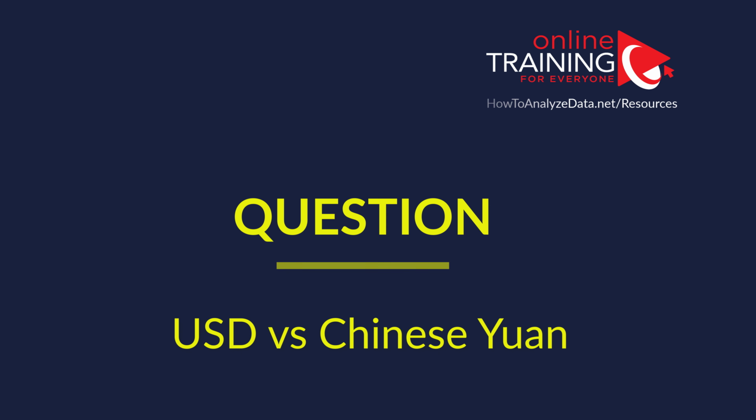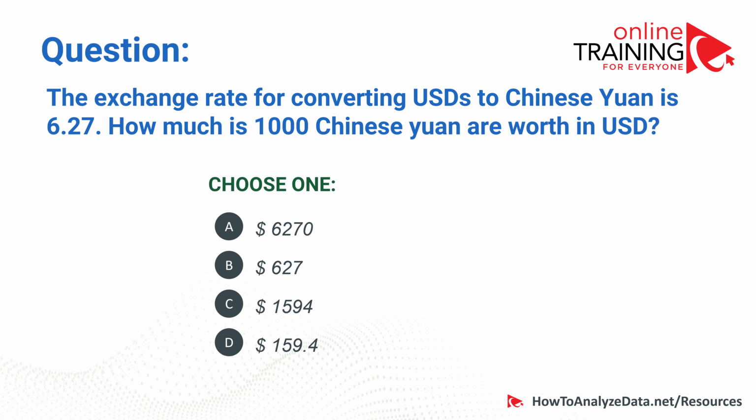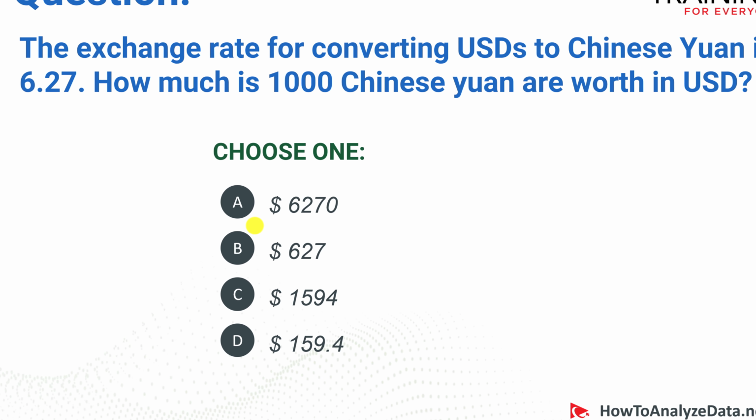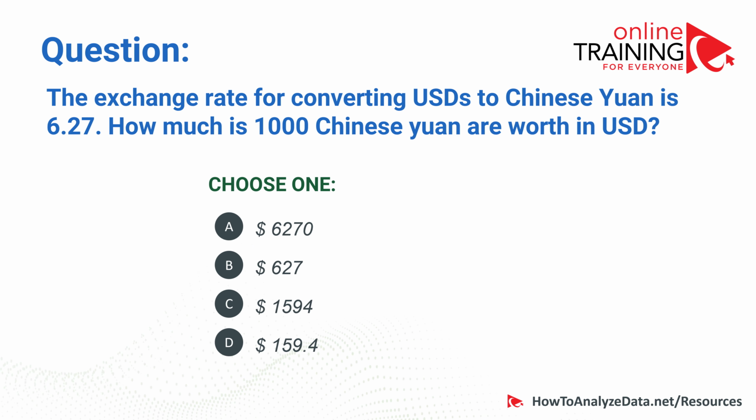And now let's look at a question which is very frequently used as part of aptitude tests, math reasoning, abstract reasoning, and logical reasoning tests. The exchange rate for converting US dollars to Chinese yuan is 6.27. How much are 1,000 Chinese yuan worth in US dollars? And you have four choices: 6,270, 627, 1,594, or $159.40. Which one do you think is the correct choice here? Let's see if you can nail this question.